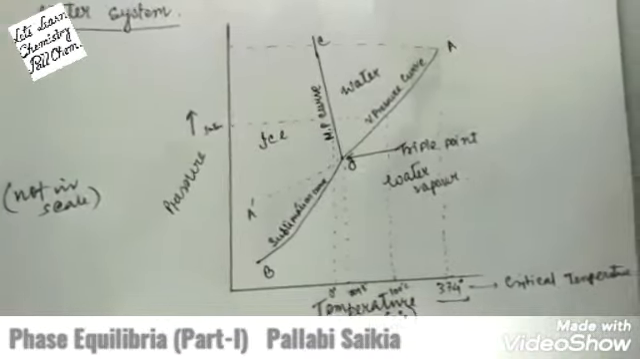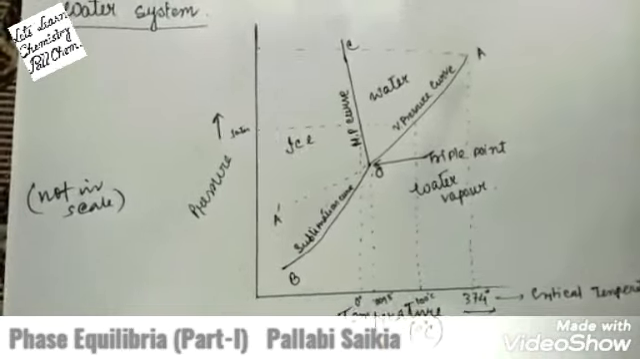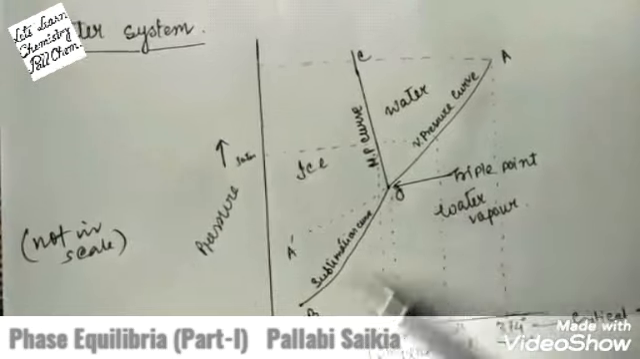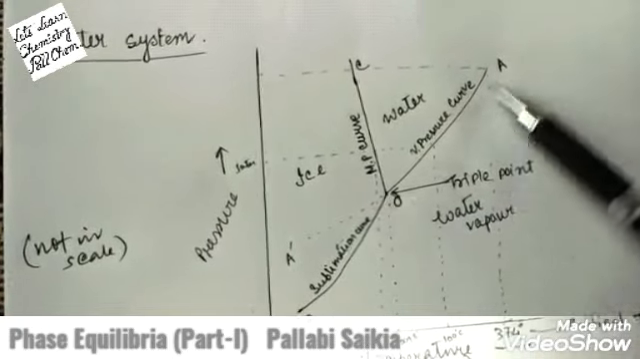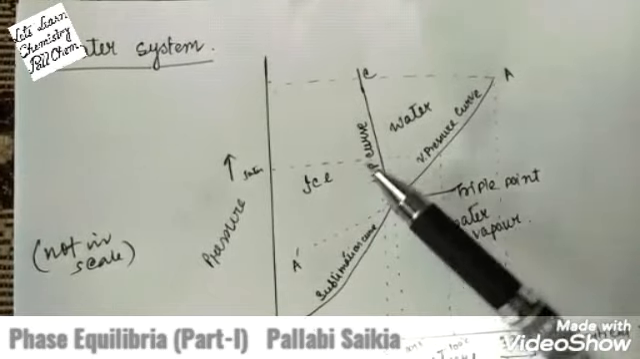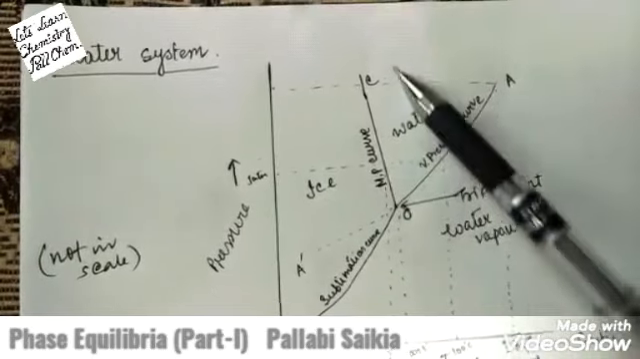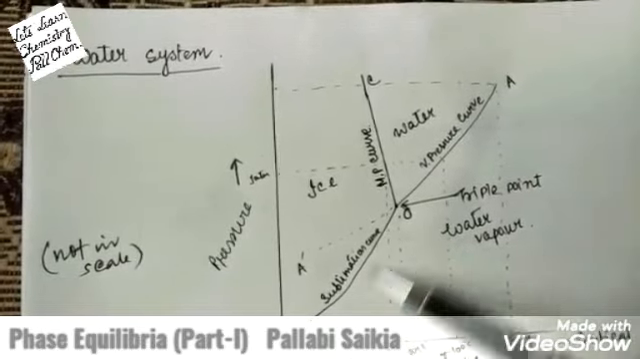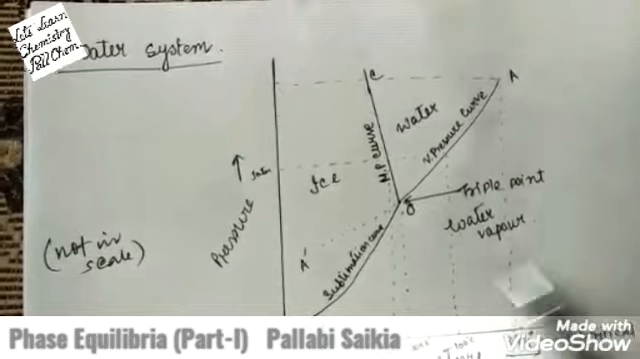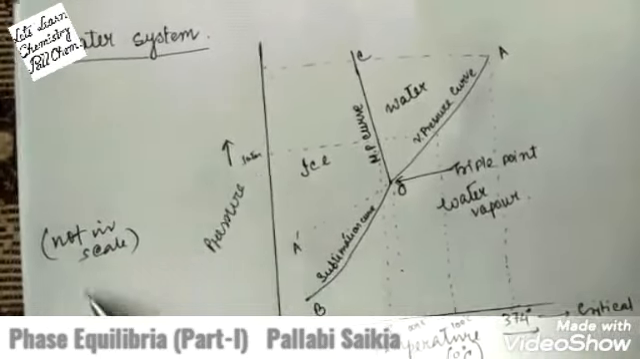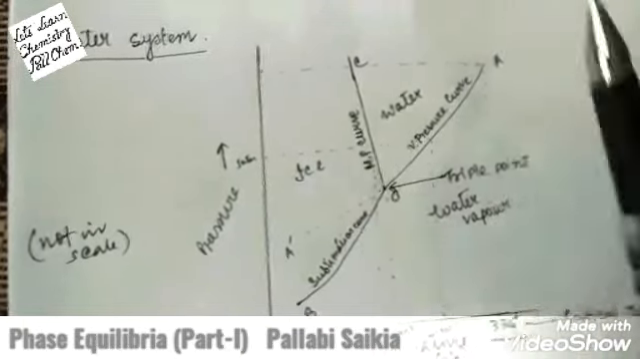So, if we consider a one component system, suppose water, this is the phase diagram for the water system, where BO is the sublimation curve, OA is the vapor pressure curve, and OC is the melting point curve. Here BOC is the area of ice, COA is the area of water, and BOA is the area of water vapor. A graph is plotted with pressure and temperature. Obviously these are not to scale.